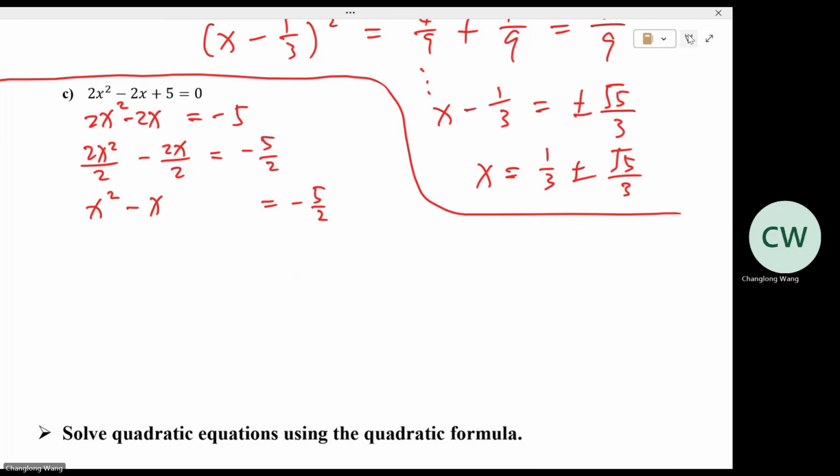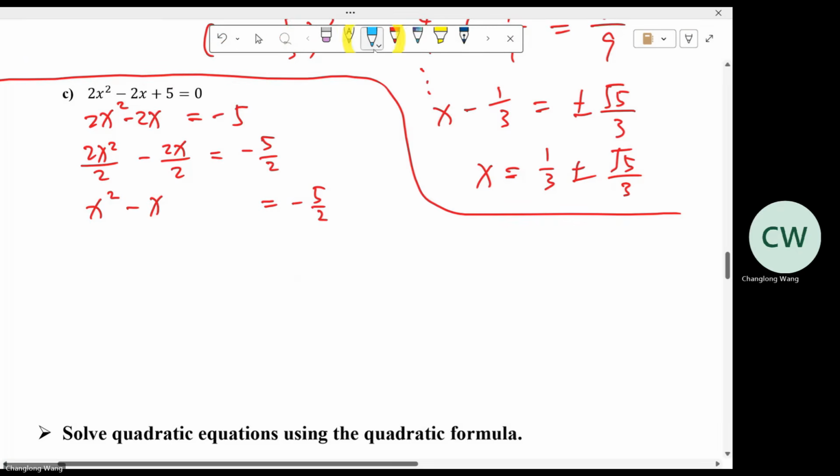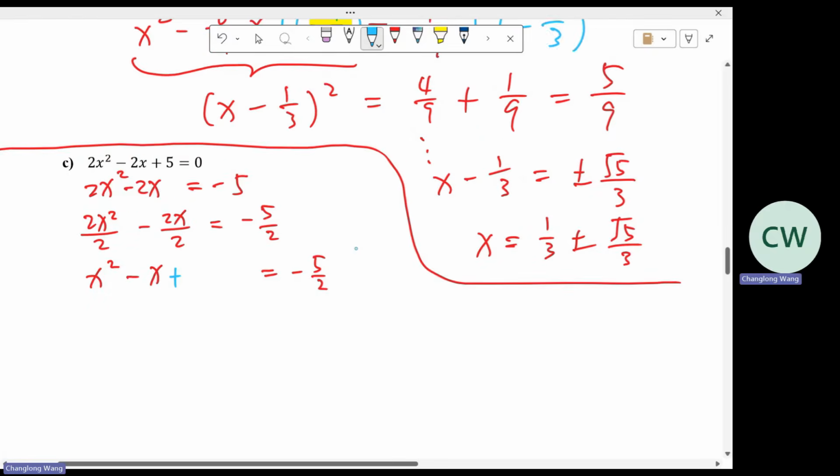Now, can anyone tell us what could be the constant that I add to the left-hand side to complete the square for these two terms? If you still remember what we did. Right. Well, you have your work for letter B. Sophia, right? Okay. How do you get 1/4?